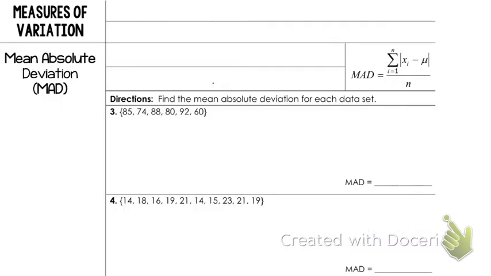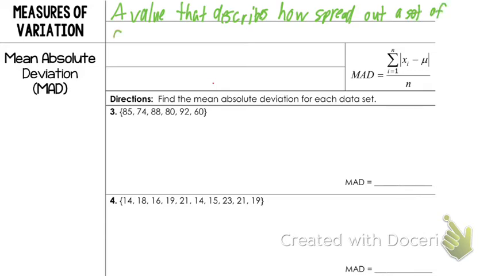All right. So now, measures of variation. Variation is just how far something is from the norm. Variation, how much does it vary? Okay, how much does it differ? Okay, let's go. So, it's scary. Okay, measures of variation. It is a value that describes how spread out a set of data is.